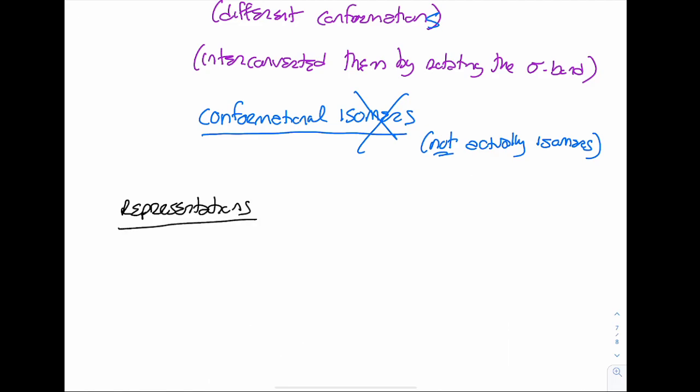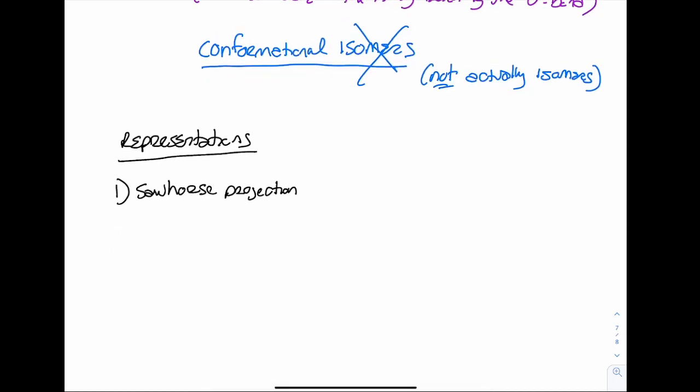So there's two main ways to draw them. One, I don't use that much, but it's a Sawhorse projection. And then the second one is going to be a Newman projection, and that's what we're going to use mostly. But I do want to show you our Sawhorse projection first. So I'm just going to use that one with the bromines on again. So, right, I can have the bromines. Oop, there's a hydrogen on that one bond, we missed it, right?